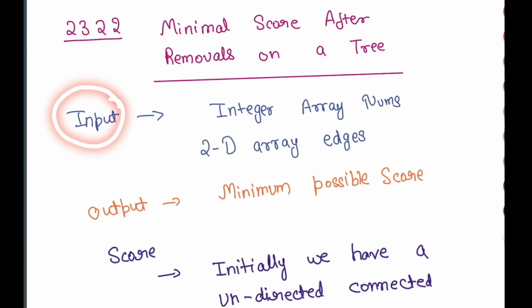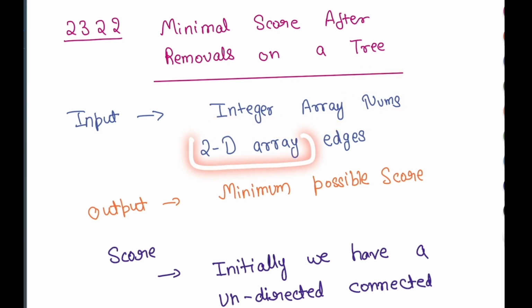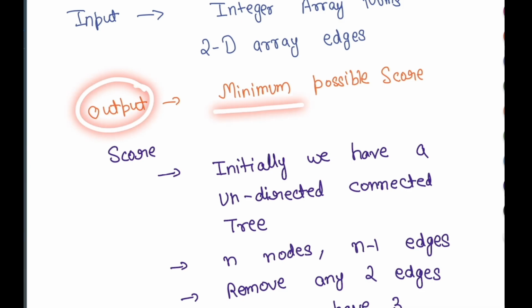Now, the given input in the problem is an integer array, and let us call it nums. And there is another input which is a two-dimensional array, and let us call it edges. So we are basically given a graph, and the question is calling this graph a tree, so let us consider this as a tree only. The tree has nodes, and these nodes are given in the integer array nums, and the tree is connected via edges, given in the 2D array edges. We need to find the output as the minimum possible score.